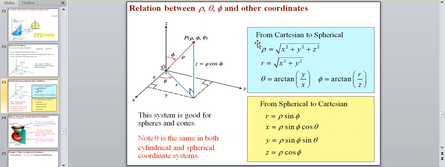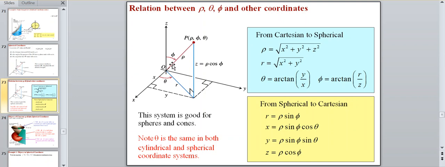Here are the equations that let us go from Cartesian to spherical. It means if we are given x, y, z, we can find rho, phi, theta like this. Rho is the root of x squared plus y squared plus z squared, or equivalently rho squared equals x squared plus y squared plus z squared, because rho is the distance of the point x, y, z to the origin.